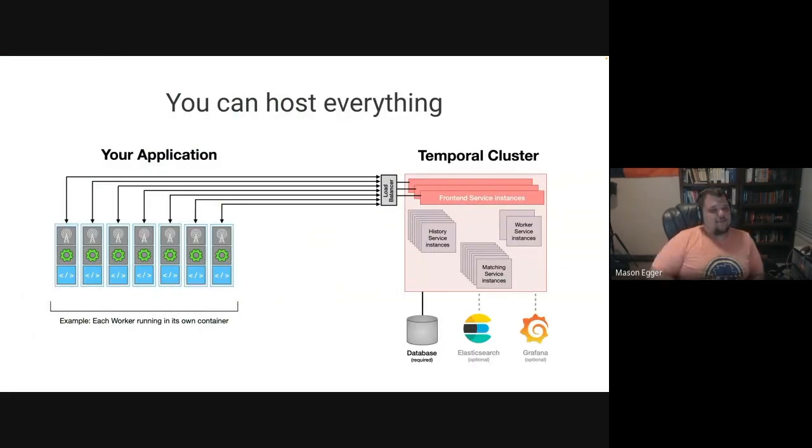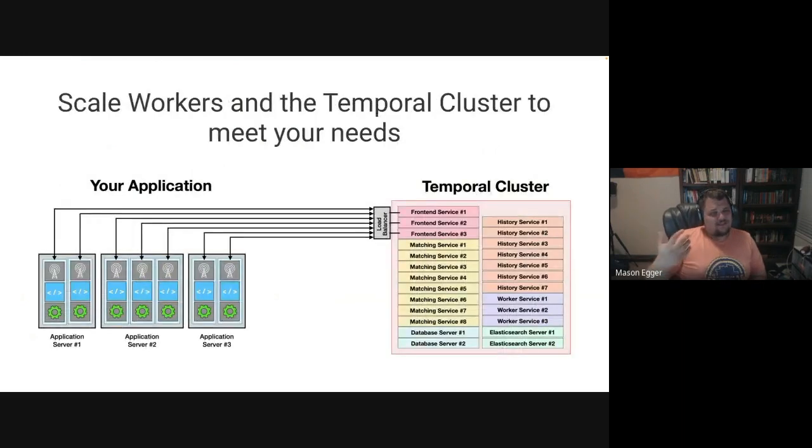This is an example of how it would work. You have your application. They're all sending requests out to a load balancer. There's some front-end service integrations. There's the history service, matching service, worker service. There are a lot of microservices that run underneath the hood of the Temporal cluster to keep things running. It probably looks something more like this.